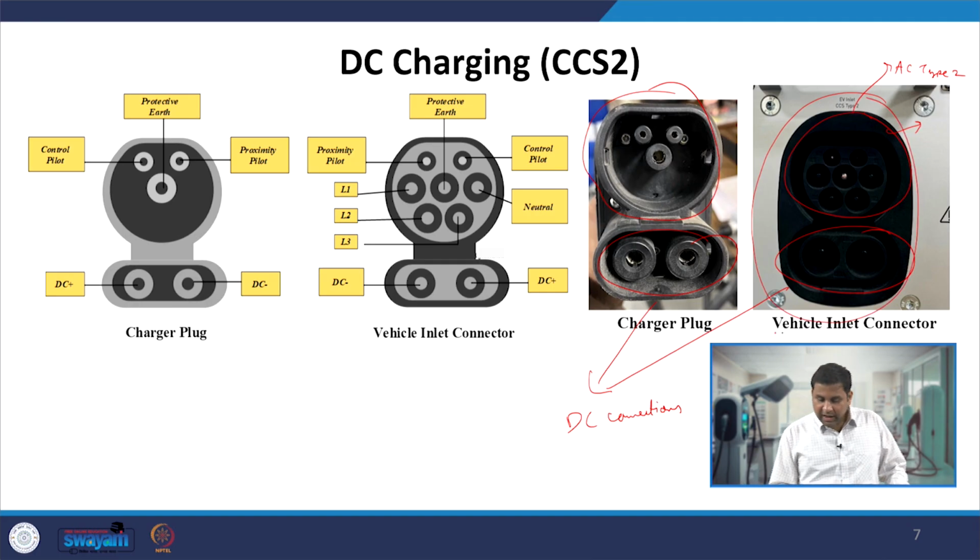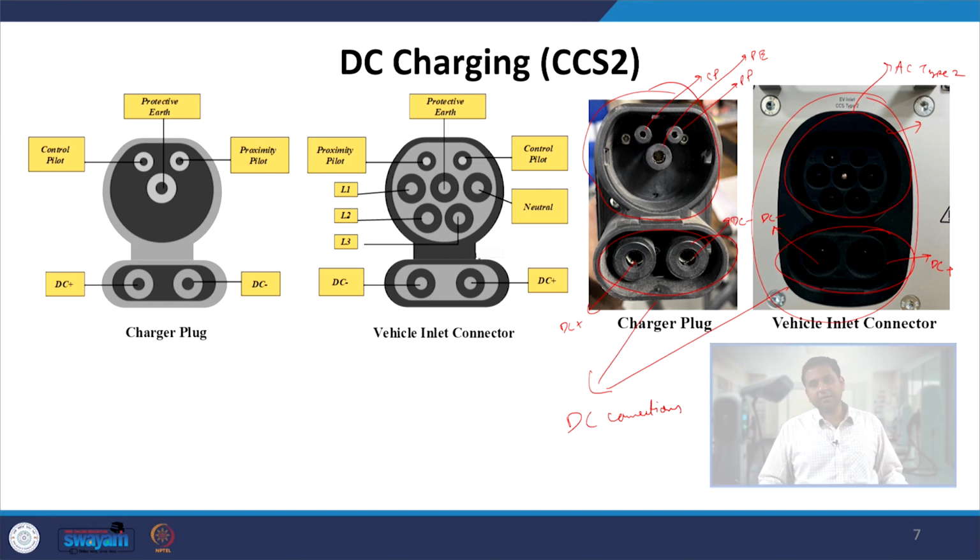Now, in that you have the DC plus and DC minus line, which on the other side will be connected to the DC minus and DC plus line, and you have just the CP, the proximity pilot, and this is nothing but the protective earth. So, these are the terminals of the CCS2 charger plug which gets plugged into the vehicle inlet connector having the same form factor, such that the charger plug gets plugged into the vehicle inlet connector.